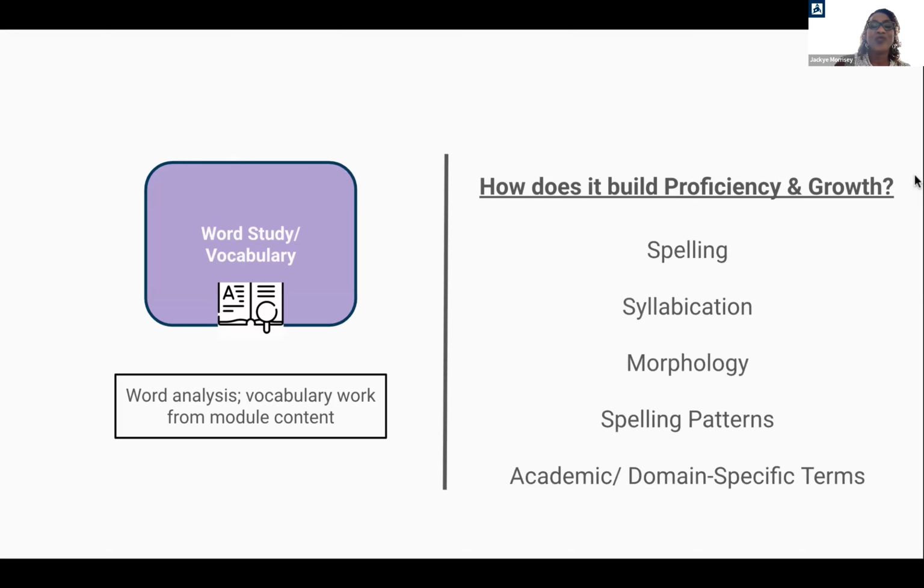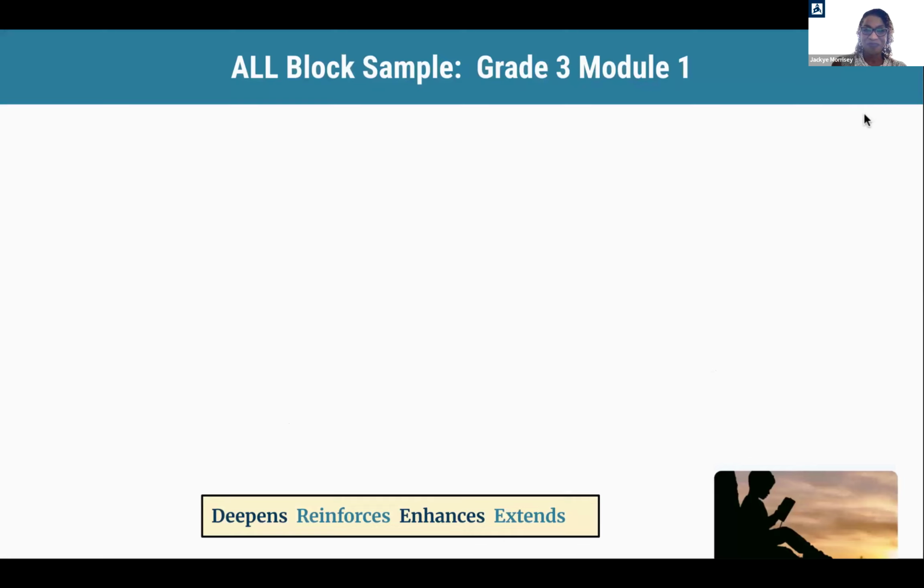When students are engaging in word study and vocabulary, they're improving skills in spelling and syllabication because they have to actually practice writing those terms over and over again, as well as analyzing how those terms are put together. So there's that morphology piece. They're looking at spelling patterns of words, and they're also looking at academic and domain specific terms. So you'll see a lot of vocabulary games here, things like vocabulary grids or vocabulary squares. So students have multiple opportunities to engage with words on different levels in this rotation.